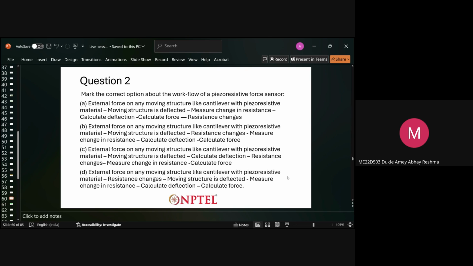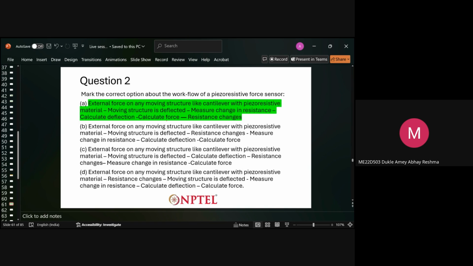So what is the workflow of a piezoresistive sensor? The question gives options: external force on a moving structure like a cantilever with piezoresistive material, the moving structure is deflected, resistance changes, measure the change in resistance, calculate the deflection, calculate the force. The options list these same steps in different orders.